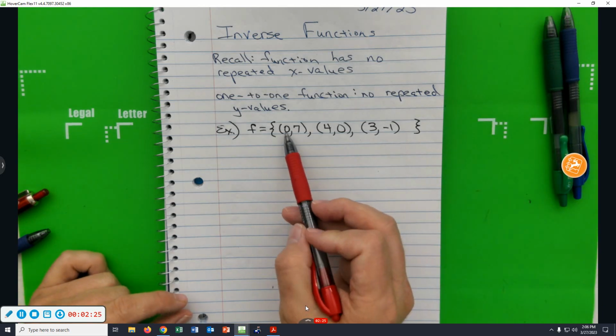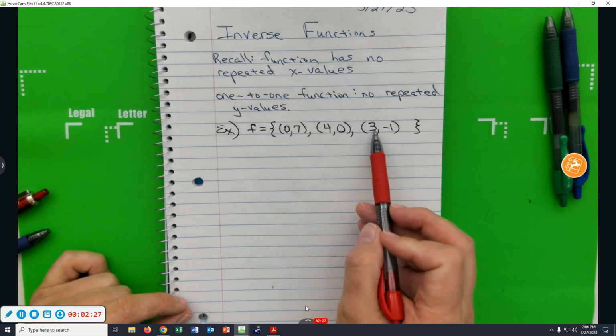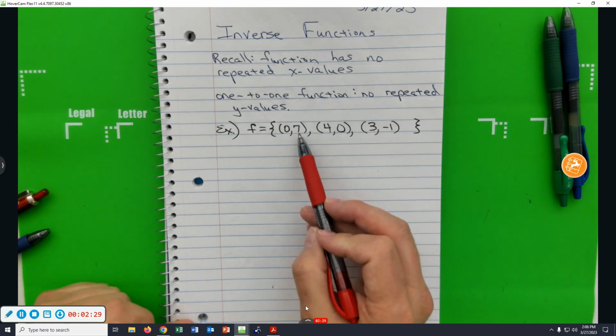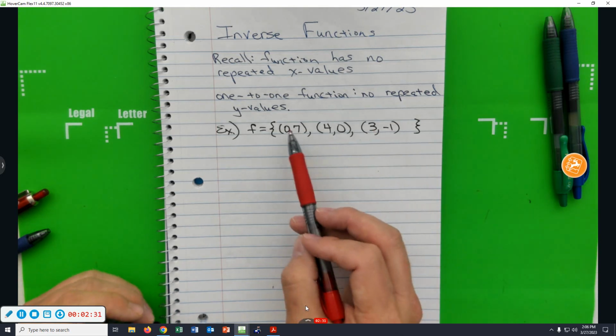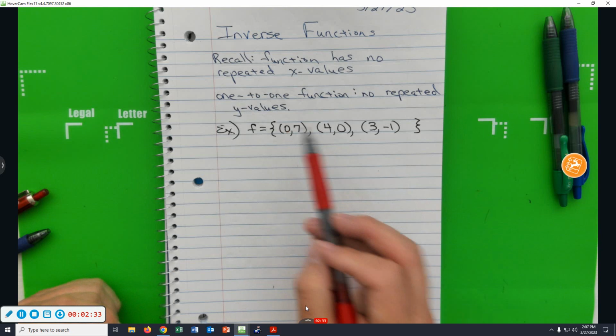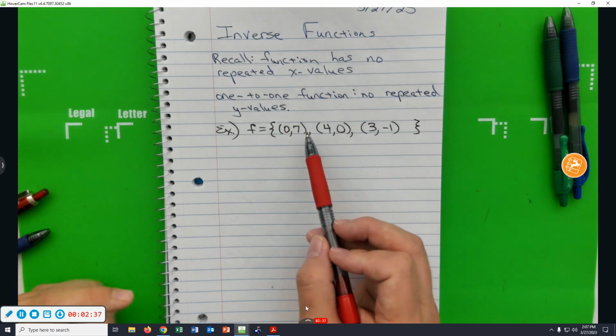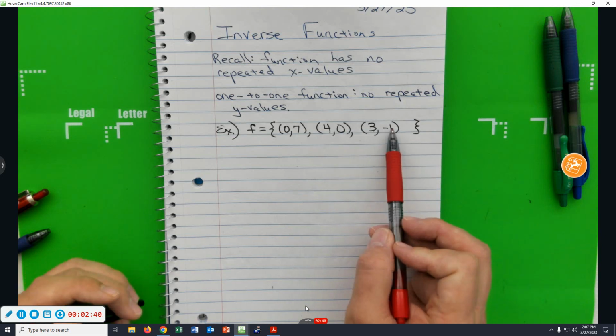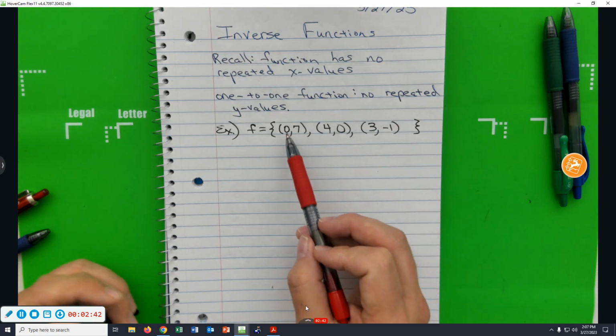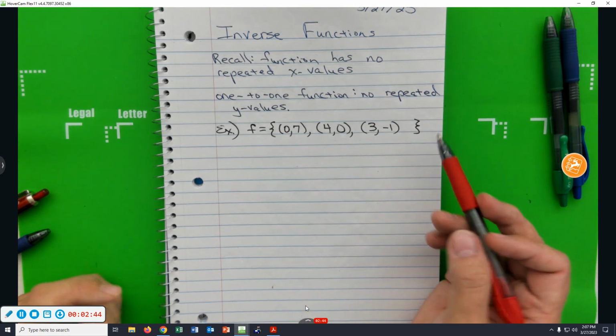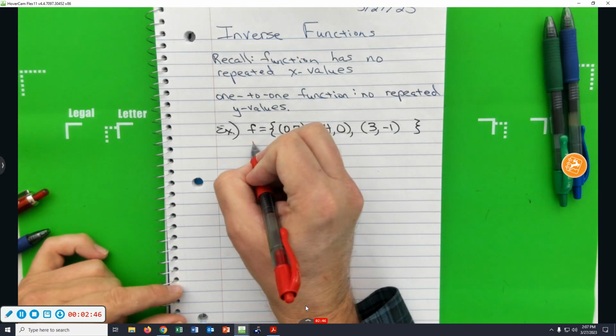Notice every x value is different and every y value is different. Now, you say we've used a 0 for x and a 0 for y here. That's fine. You just can't have 0 repeated as a y value. You can't have 0 repeated as an x value. This is an example of a one-to-one function.